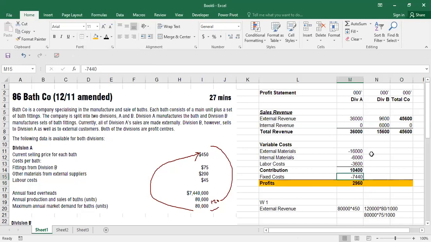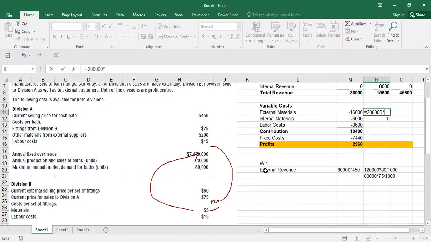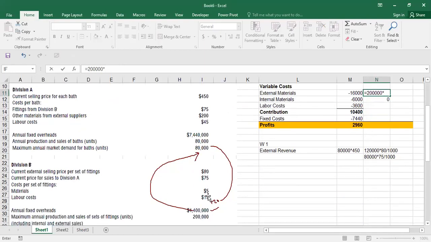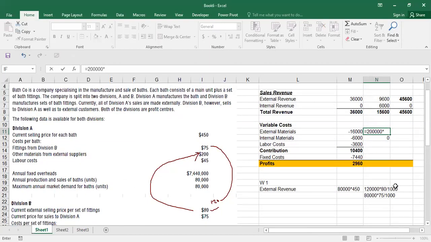Now, if you do division B, external materials. So division B is buying all of the materials, all external. Division B does not have any internal material, so I make it 0. External material, they are producing 200,000, and for each unit they are buying from outside at $5, and their labor is $15. So I take 200,000 multiplied by 5 divided by 1,000. Then I would say that they have here their labor cost.